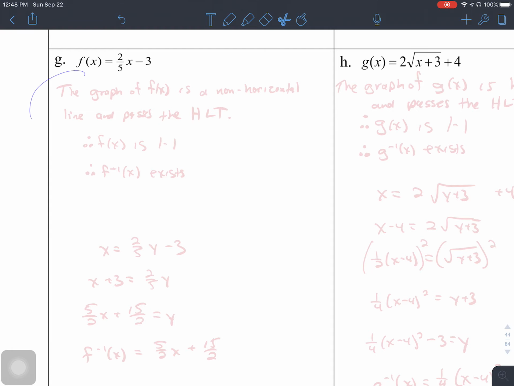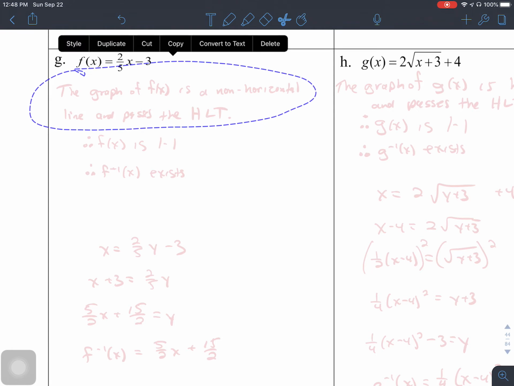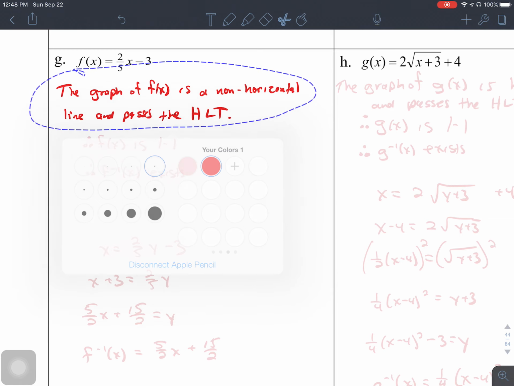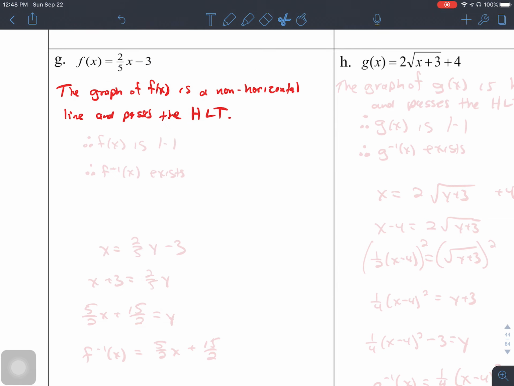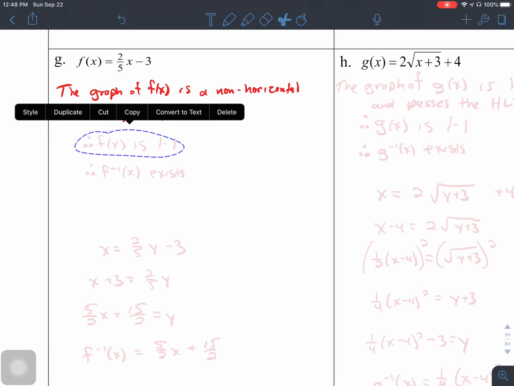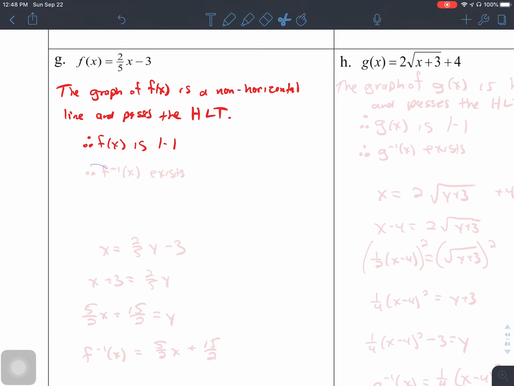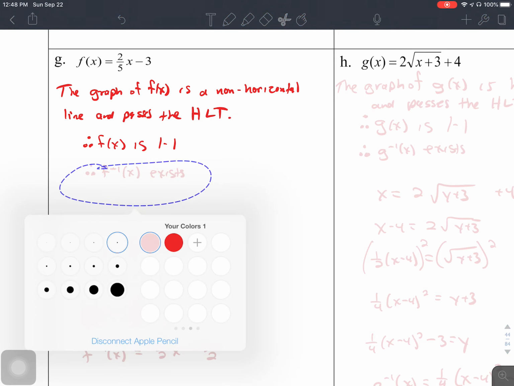This is a linear equation, and it's not horizontal. So are all linear functions 1 to 1? No. All linear functions that are not horizontal would pass the horizontal line test, because a horizontal line wouldn't pass it. This is 1 to 1. Therefore, the inverse exists.